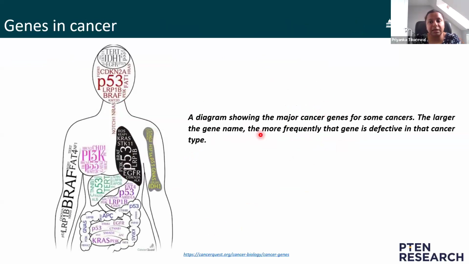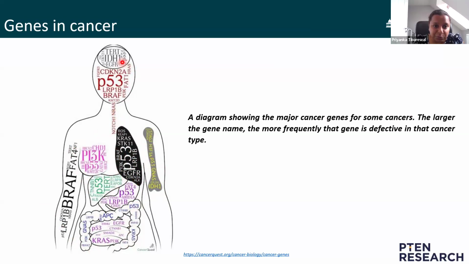And this is just a diagram showing the major cancer genes for some of the cancers. So you can see the different organs with the cancers and the different genes associated with it. And you can see that there are loads of different types of genes over here. Some of them are quite frequent. So P53 is one of the most commonly seen genes, mutated in multiple cancers. You see it in lung cancer, breast cancer, and you have it in liver and gut cancer.